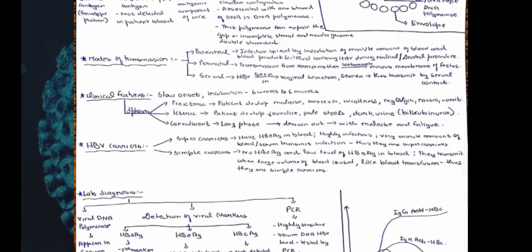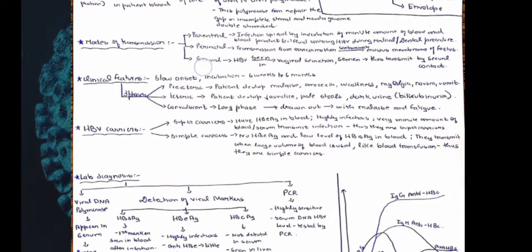Also the perinatal transmission. The perinatal transmission occurs from the mother to the child. That is, the carrier mother contaminates the mucous membrane of the fetus. The sexual mode of transmission. The HBV virus can be seen in vaginal secretion and semen. Thus, transmission also occurs through sexual contact.